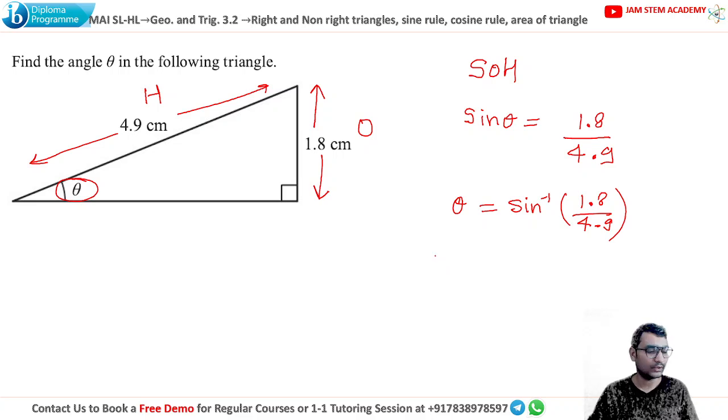Now you can easily find the value of this angle using your GDC. When I enter these values in the GDC, I'm getting theta equals 21.55 degrees. In degrees, that's the value.